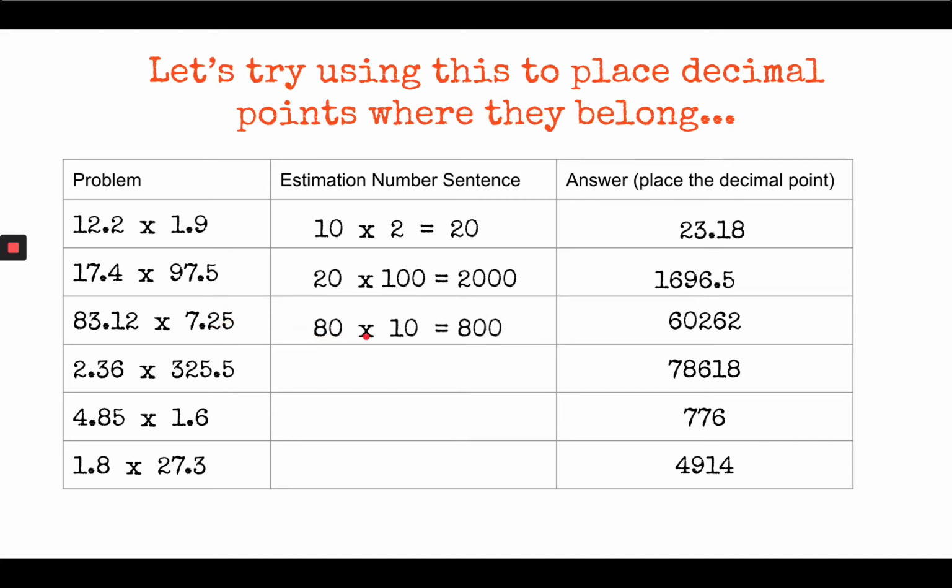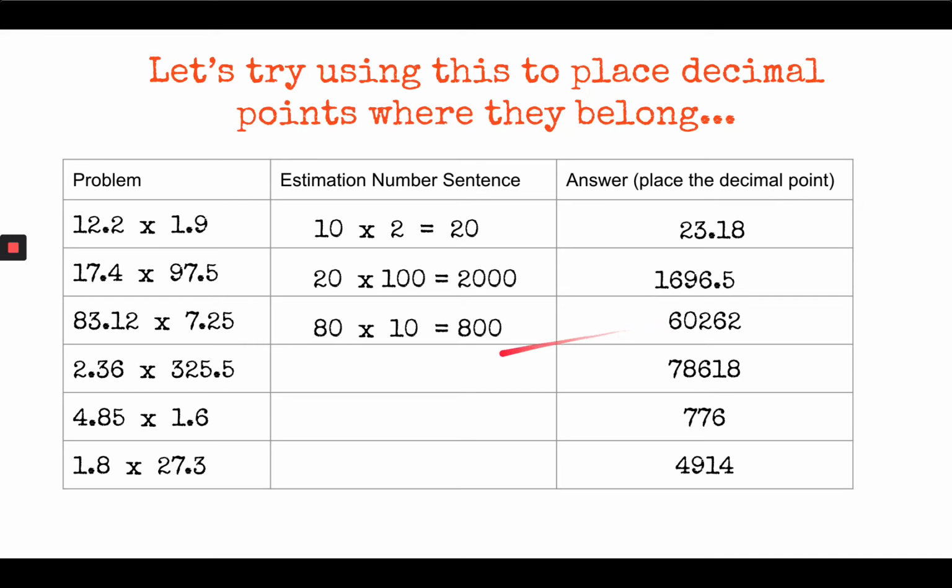80 times 10 is going to give me 800. Perfect. 8 times 1 is 8. Add my 2 zeros. Boom, boom. Now let's look at this number and see where we could put our decimal. I'm going to go from this side this time. If I put my decimal right here in the front, that is going to give me less than a whole.